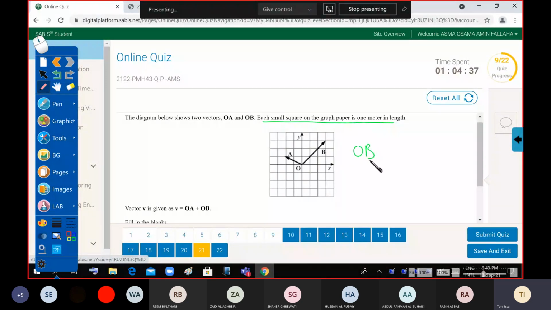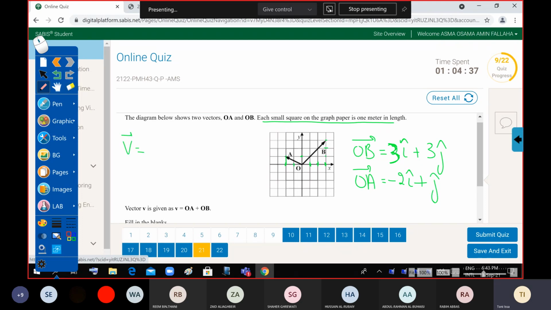So if I want to write down OB in terms of i and j, I can count 1, 2, 3 along the x-axis. So it will be 3i. For y, it's 1, 2, 3 also, so it will be plus 3j because it's along the y-axis. For OA, you can see it is 1, 2 along the x-axis, but in the negative sense. So it will be minus 2i. For y, you can see we went up only 1, in the positive sense, that's why it will be plus j.